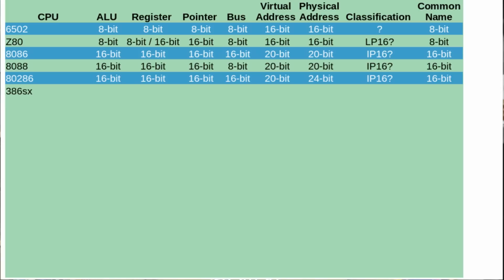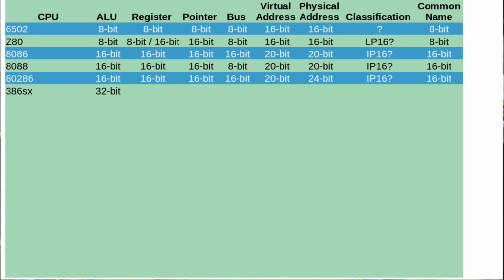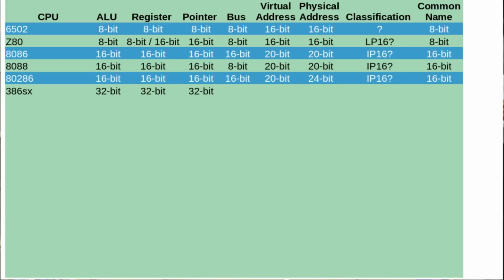Now, the 386SX, which I have heard some people call the 286 Pro, has a full 32-bit ALU. It has what we now think of as protected mode, 32-bit mode, and in that mode it has 32-bit registers, 32-bit pointers. The bus is 16 bits, like the 286. The virtual address space is 32 bits, and the physical address space is 24 bits, just like the 286. I would call this platform LP32 or ILP32. It's going to be the same in that respect as the 386 that we're going to see next.